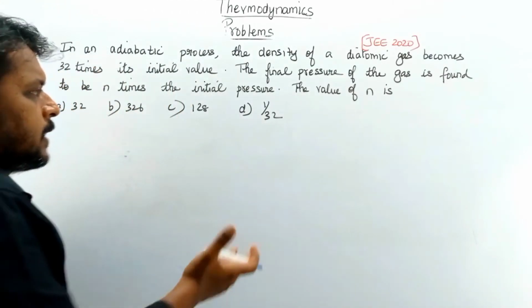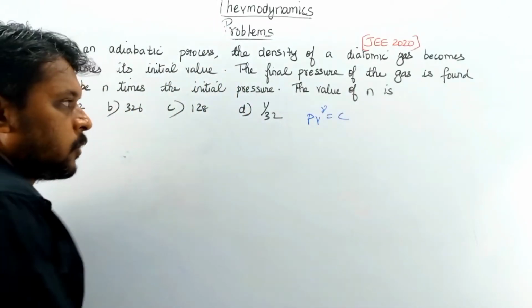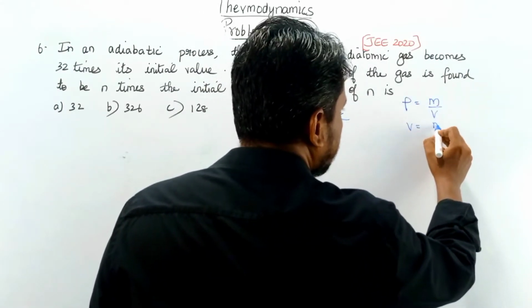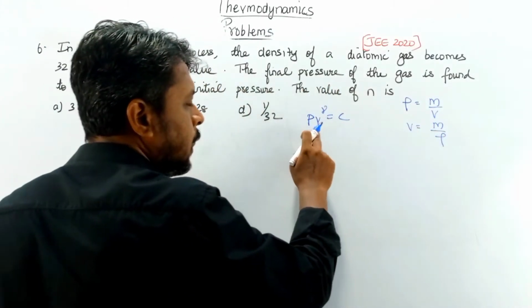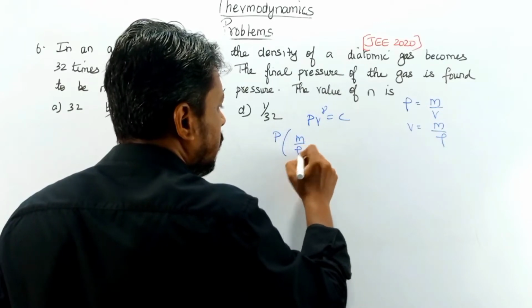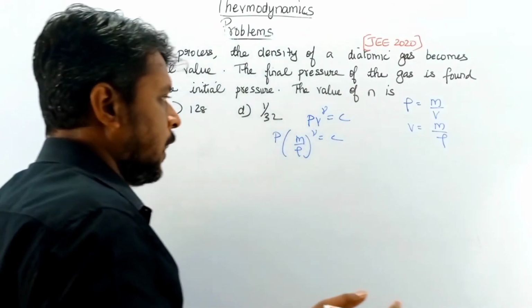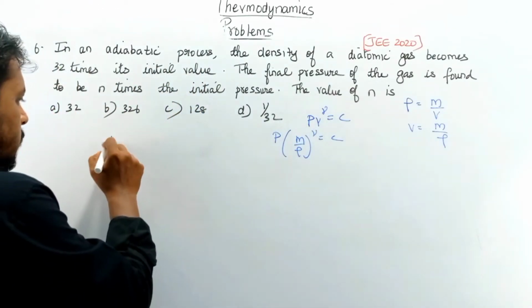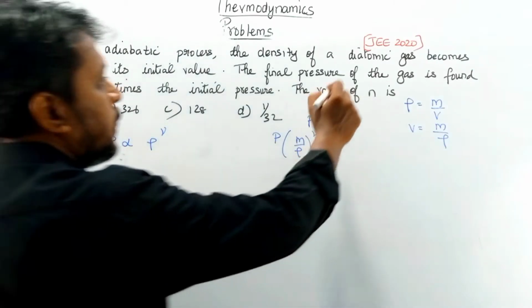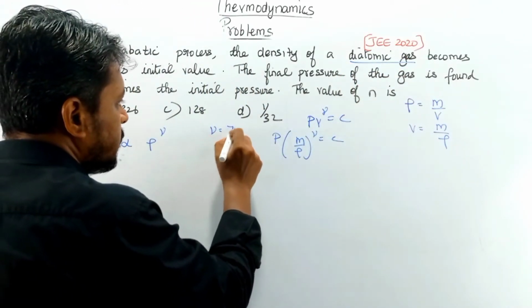In an adiabatic process, we know that PV^gamma is equal to constant. What is density? Density is equal to mass by volume, so volume can be written as mass by density. Replace this value: P (m/rho)^gamma is equal to constant. In an adiabatic process the mass is constant, so we can neglect it. So pressure is directly proportional to density to the power gamma. As it is a diatomic gas, the value of gamma is 7 by 5.